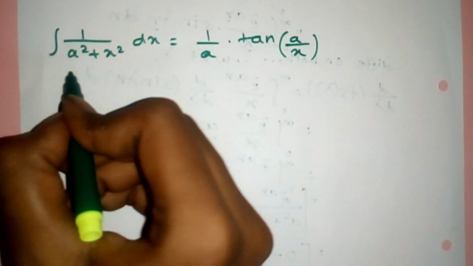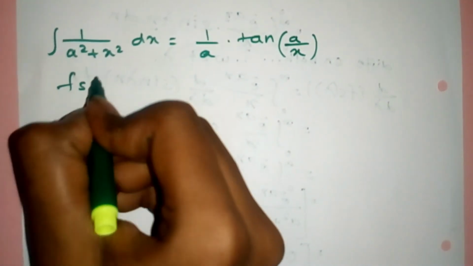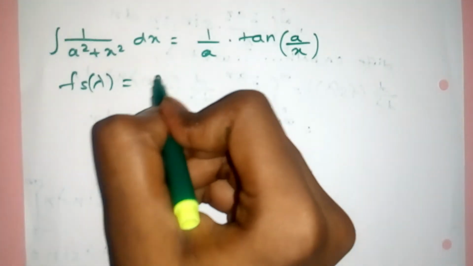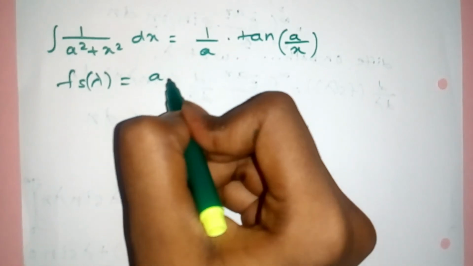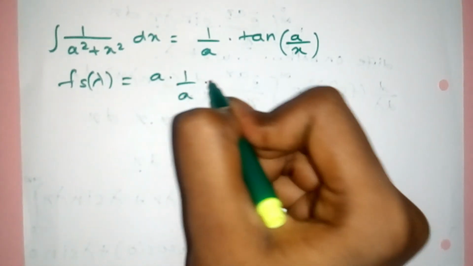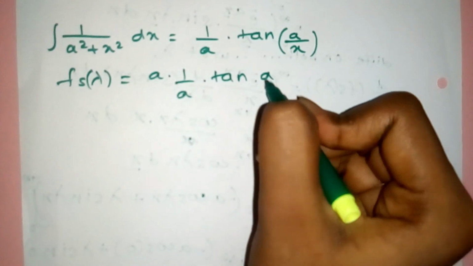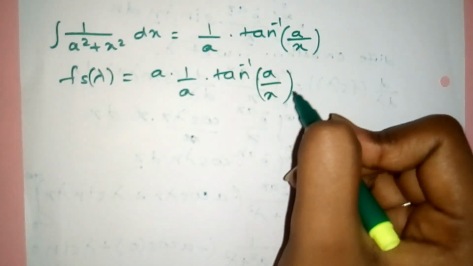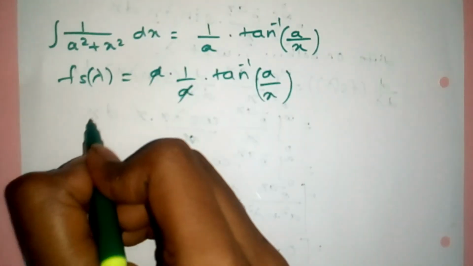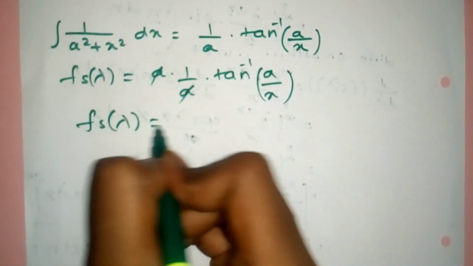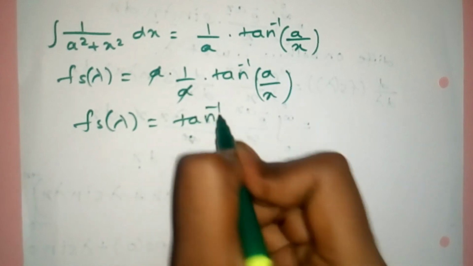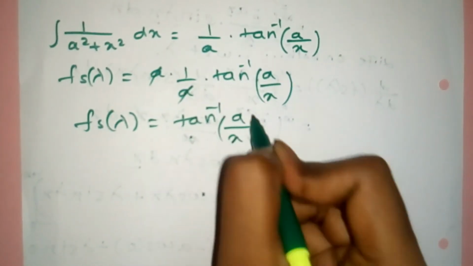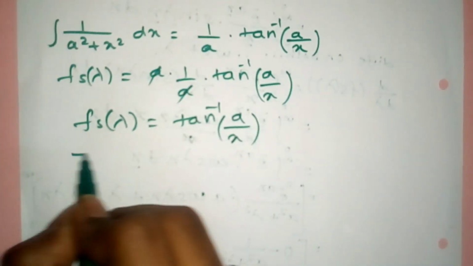So for the previous sum we can write fs of lambda is equal to, a we have kept outside, therefore a into 1 upon a into tan inverse of lambda upon a. Then this a and this a get cut, so therefore fs of lambda is tan inverse of lambda upon a. So this is the final answer.